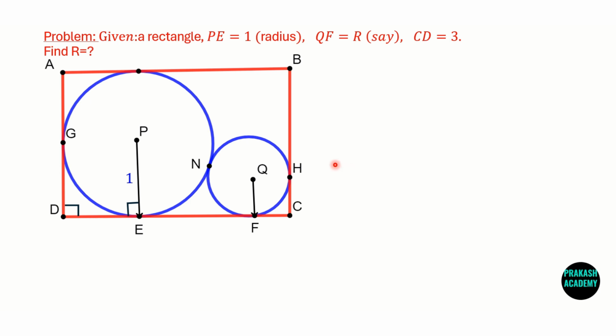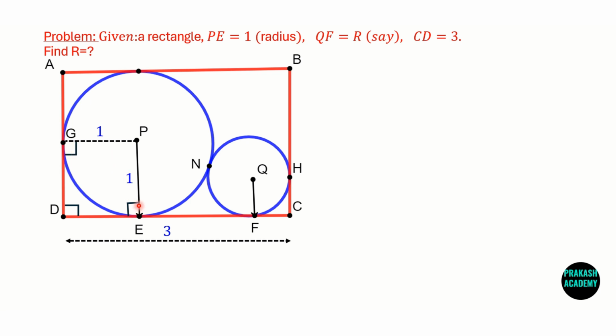So let us try to find the radius of the smaller circle. As you know, CD is equals to 3 unit. Now let us connect point P with point Z. Z is the point of contact. So this will be radius and this will be 1 unit. And also this is tangent and this is radius. Tangent and radius are always perpendicular. This means this angle is 90 degree.